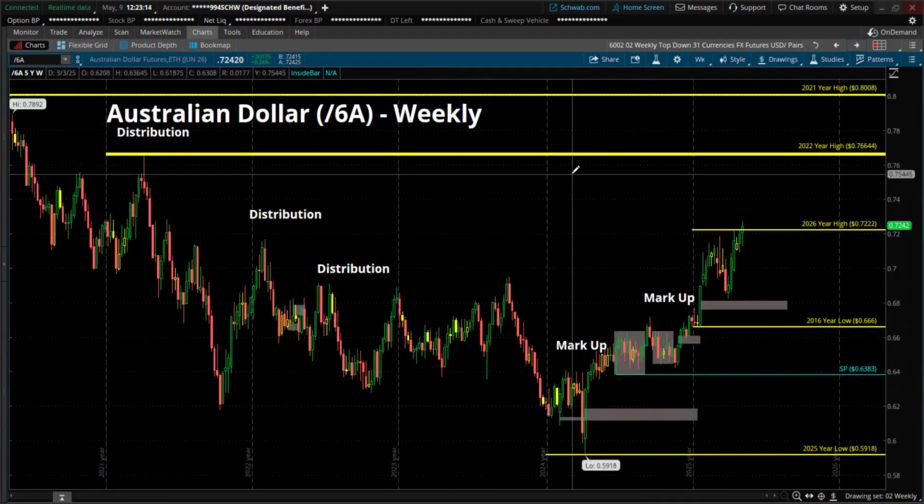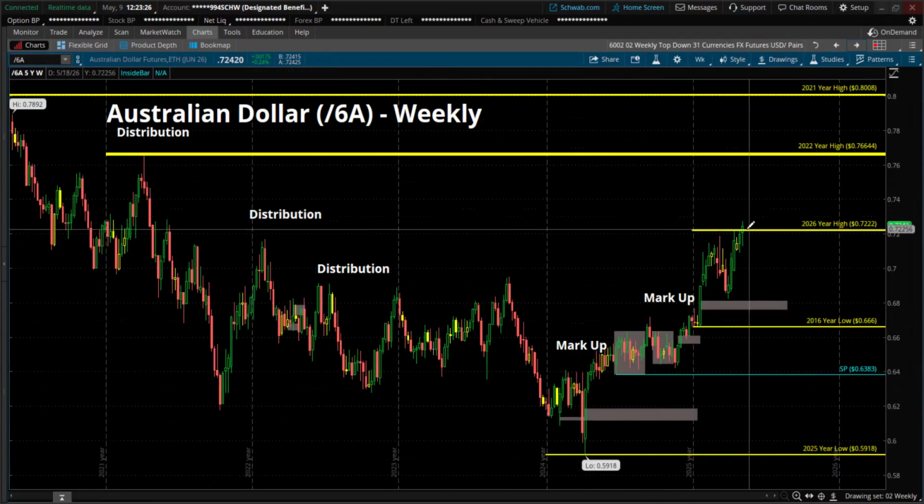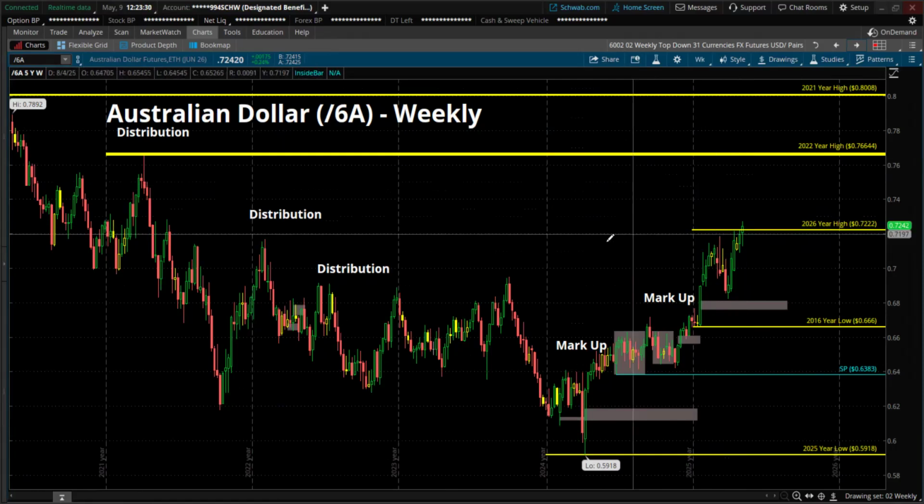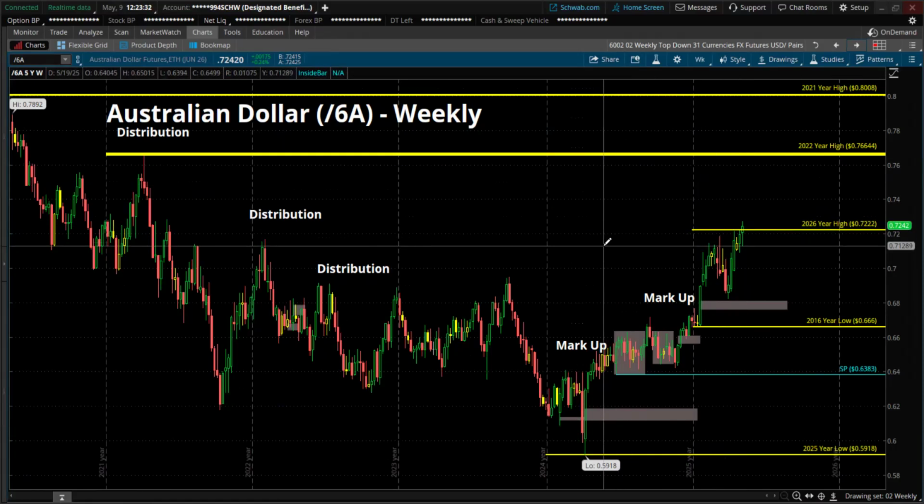The nerve of them. Australian dollar making an all-time new high for the year against the US dollar. Really? We're coming into the United States 250th anniversary of independence, and they're not playing along. Which country is older, United States or Australia? Put your answer below.